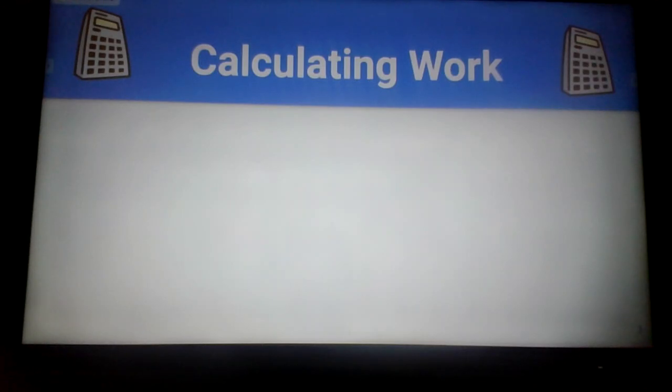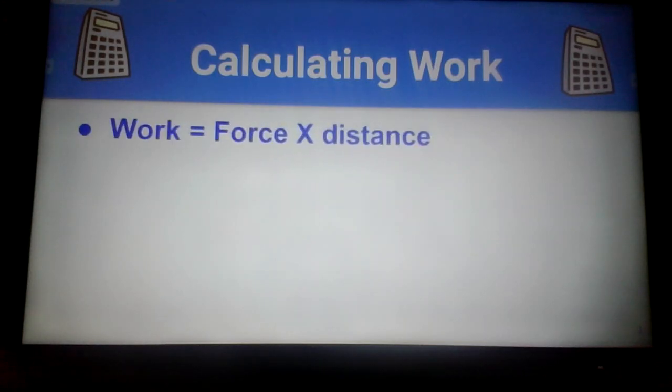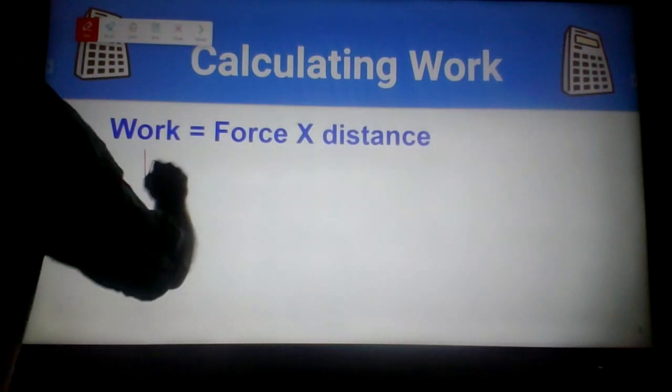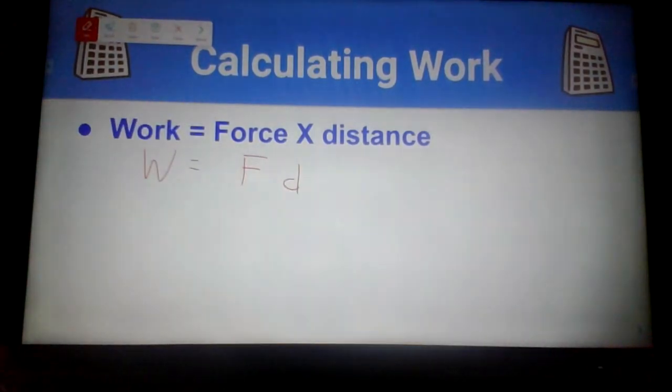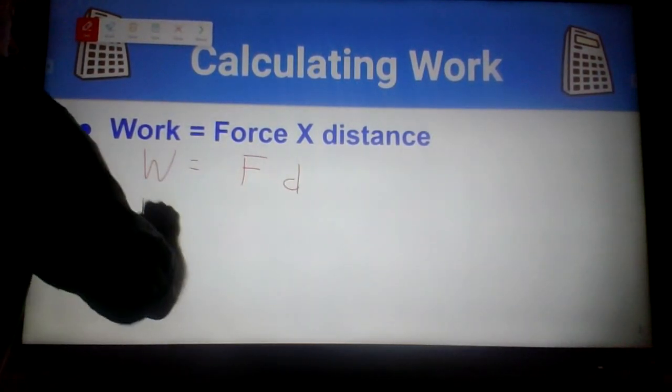Calculating work. You see the pictures of the calculators on the screen, and by now you know that means a formula and some word problems are coming. Here's the formula. Work equals force times distance. And let's go back to that pushing on the wall example. Work, we use a capital W. We already know big F and little d for force and distance. We're going to figure out the work.